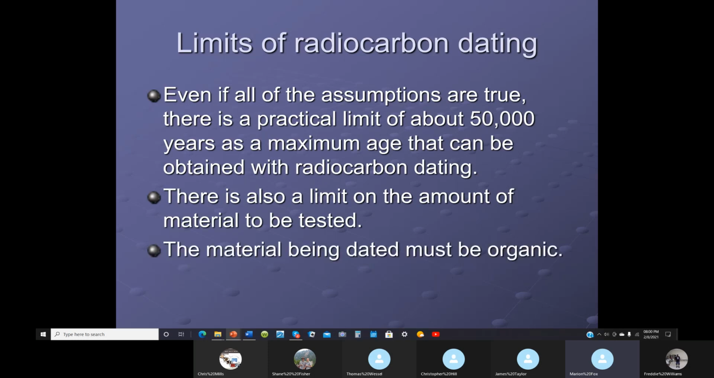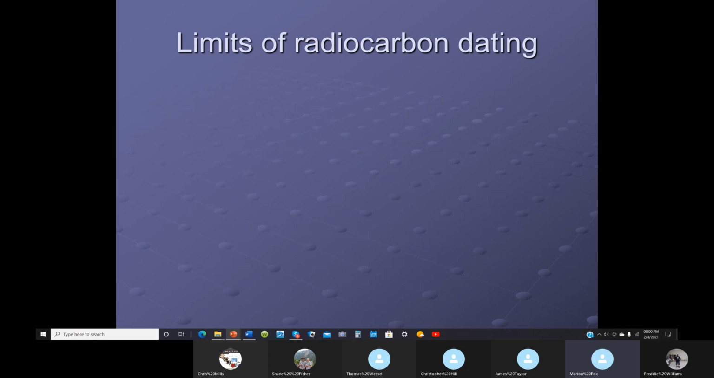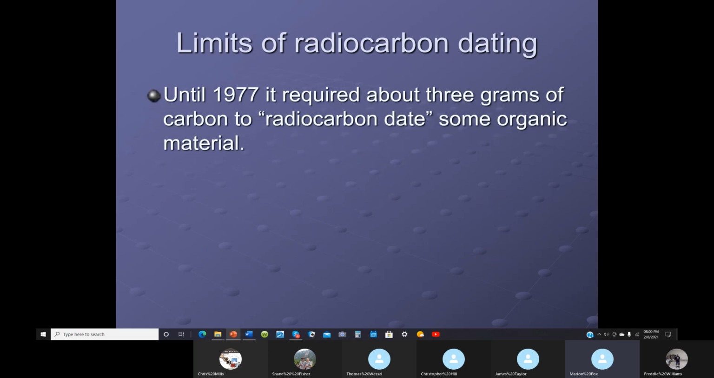What we have is the material being dated must be organic material as well. It's dating organic material is what it's doing. Now, until 1977, it required about 3 grams of carbon to radiocarbon date some organic material. That's a bunch of carbon. 3 grams is a whole bunch of carbon. They had to take a big log and burn it up and get 3 grams of carbon out of it to figure out how old it was.